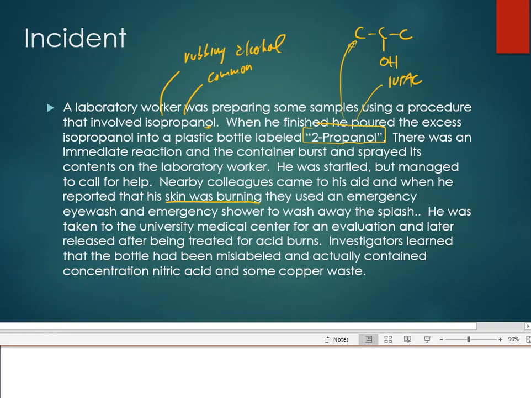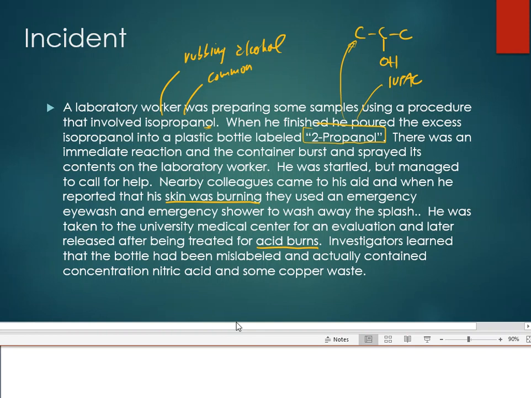There was a reaction that was going on with the exposure route, and that exposure route was dermal. It was on his skin, and it was beginning to burn. Isopropanol should not be doing this. He was taken to the University Medical Center for an evaluation and later released after being treated for an acid burn. An acid burn? It was just rubbing alcohol. That's all it was, or at least that's all that it should have been.